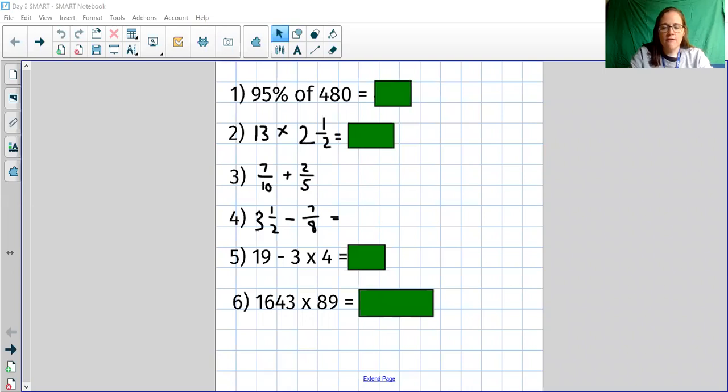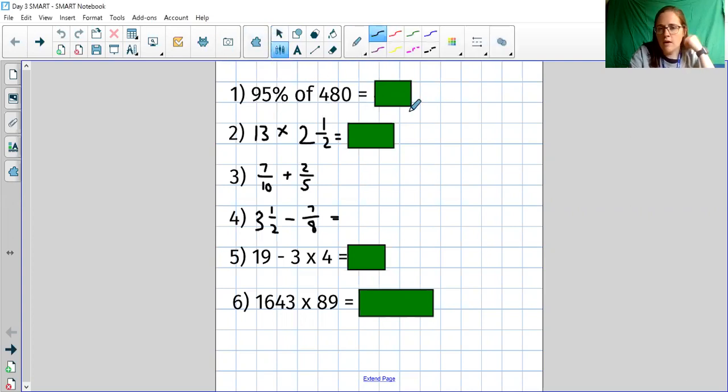Okay, I'm going to share my screen with you and go through today's lesson. 6 questions for our starter. So number 1, we're finding 95% of a number. So we're finding part of 480.